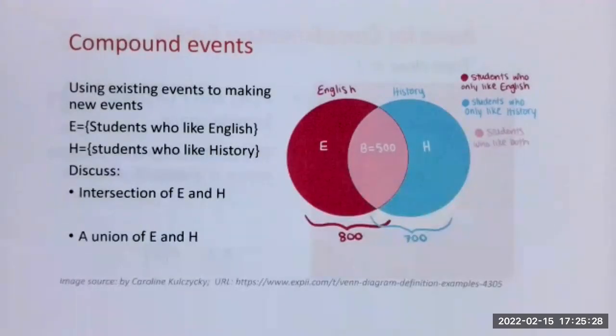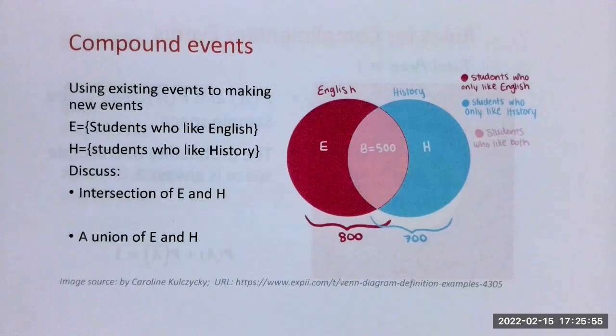In this video, we're going to discuss compound events. What are compound events? Well, basically, we can use existing events to make new events, as described by this Venn diagram on the right. Event E represents students who like English, and event H represents students who like history.